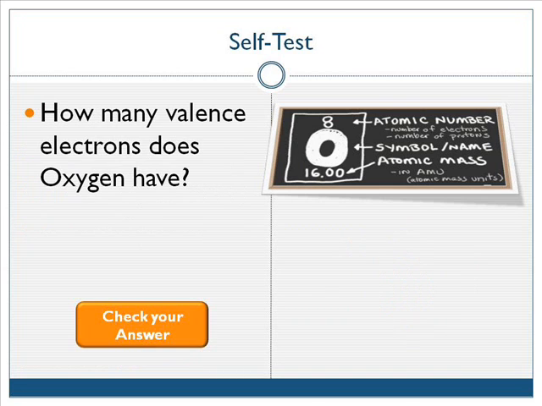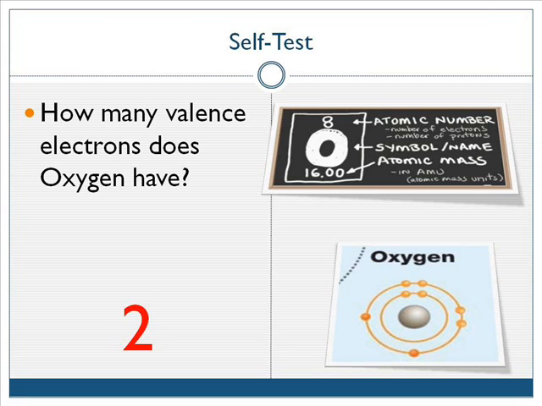Now it's your turn. How many valence electrons does oxygen have? When you think you have the answer figured out, click the Check Your Answer button. Oxygen has 2 unpaired electrons in its outer shell and therefore has 2 valence electrons.